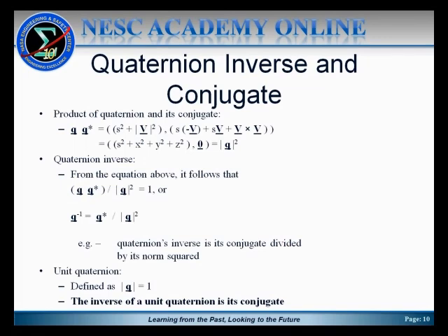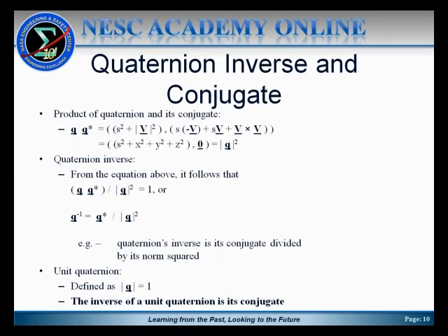And we showed on the previous slide that the sum of the squares of the components is the norm squared of the quaternion. So from that relationship shown above, it's easy to show that q times its conjugate q star divided by the norm squared equals 1, or putting those in a different form, you could say the inverse must be the conjugate of the quaternion divided by its norm squared.